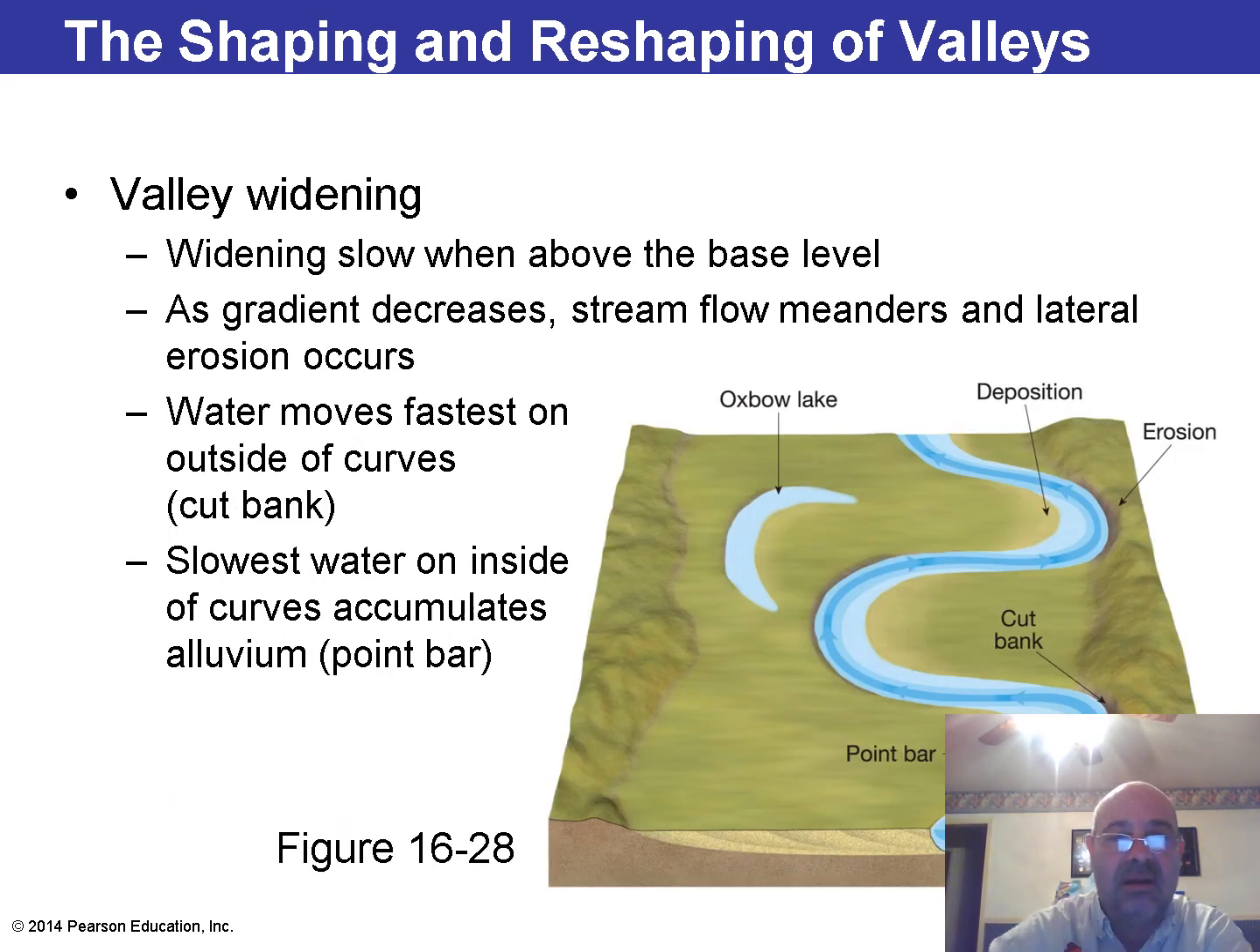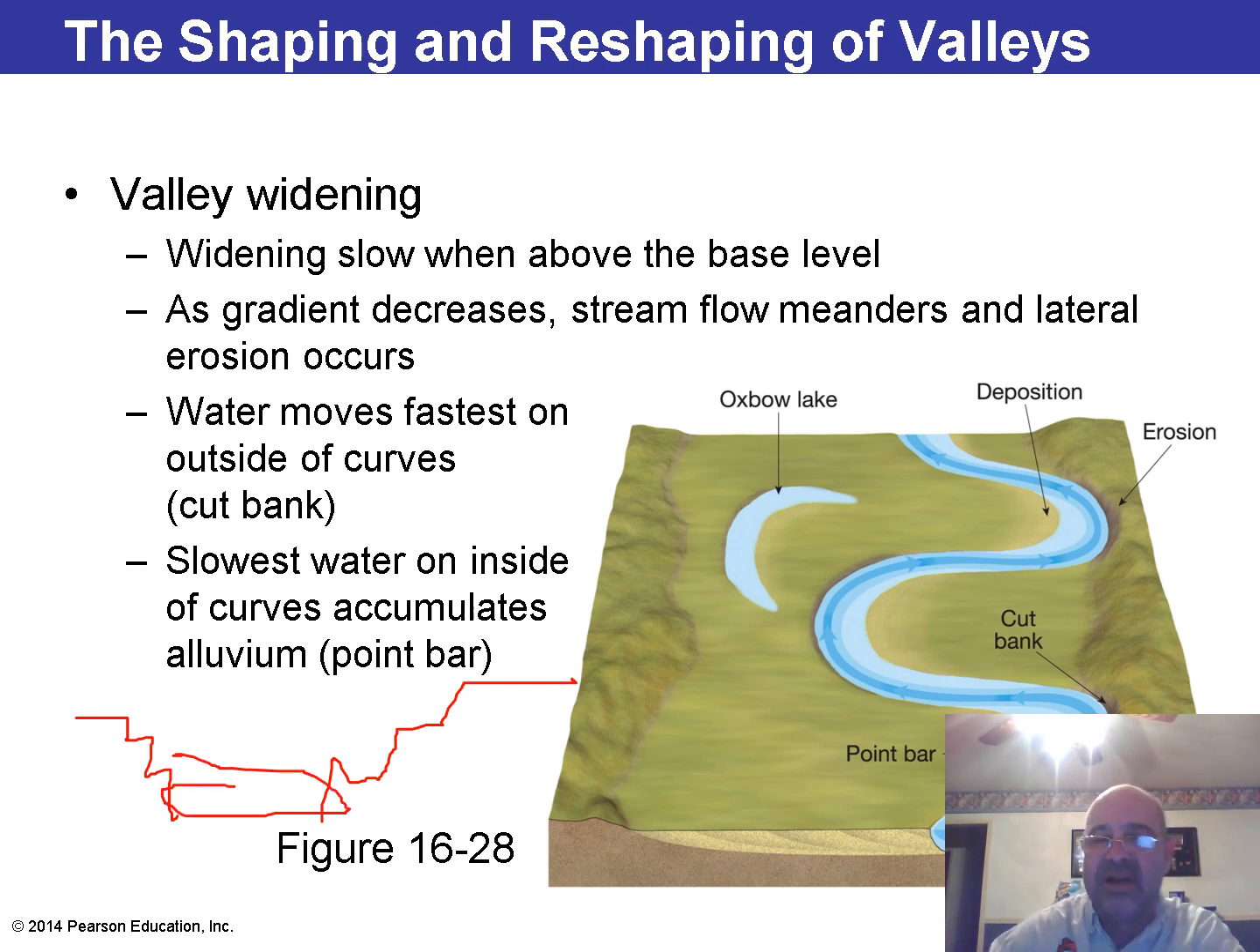Valley widening. Well, I kind of showed you this already with the terraces and everything, right? Here we go again. Okay, valley widening. Right? So I've got my river. So what happens? The river's moving back and forth in here. It's meandering. It's cutting out one side, eroding one side away, and depositing somewhere else. And it's just moving back and forth. That's widening. Widening slow when above base level. Okay? When above base level.